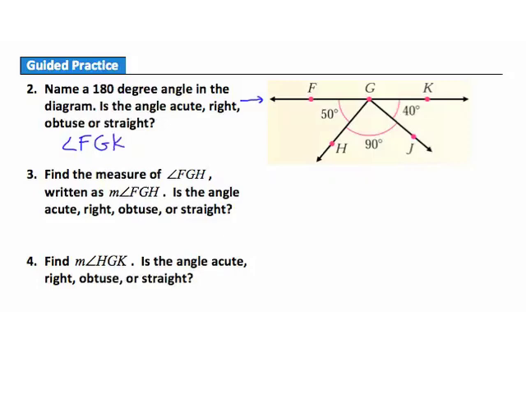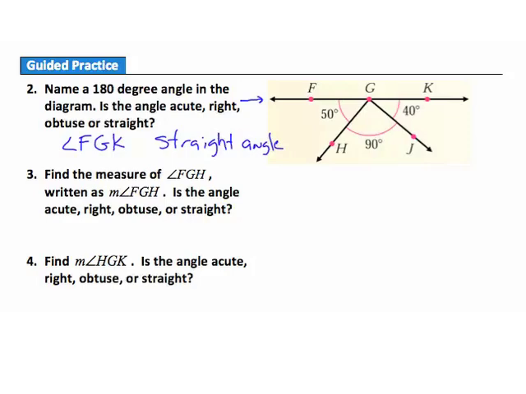You also could have done that in reverse order. You could have called that angle KGF. Now, is this an acute, right, obtuse, or straight angle? Well, it makes a straight line. In that case, it also makes a straight angle. Any angle that is 180 degrees ends up being a straight angle.